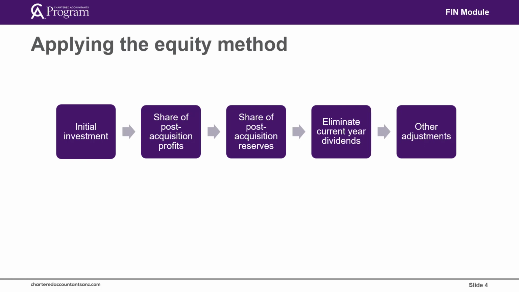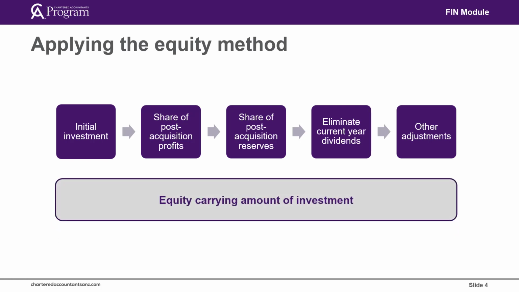One of these adjustments is to recognize negative goodwill on acquisition. Under the equity method, we don't separately disclose an asset for goodwill. However, in the case of negative goodwill, it is recognized as income in the year the investment was acquired. Some other adjustments that may need to be performed here include fair value and depreciation and amortization adjustments, eliminating unrealized profits, and the related tax effect adjustments. After applying each of these steps, the result is what we call the equity carrying amount of the investment, which is reported in the statement of financial position.